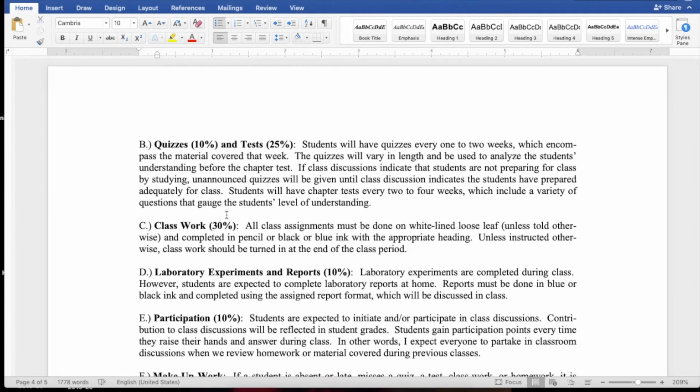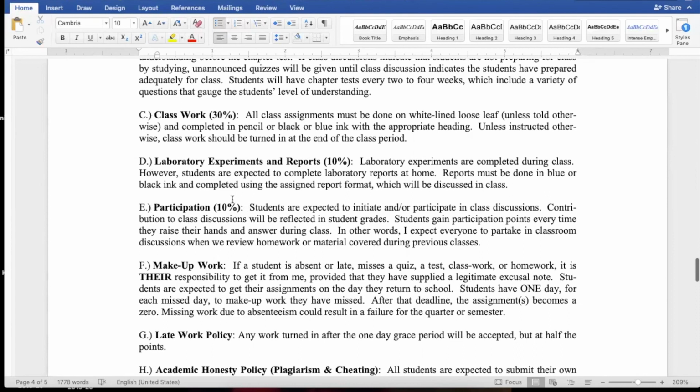So if you are the type of person who says, I'm not going to do any classwork, I'm just going to try to take the test and pass, it's not going to work. You have to do the classwork to pass. Participation is worth 10%. So if you don't do the classwork, then you're not participating. That's a missing 40%, and that's an automatic failure then.